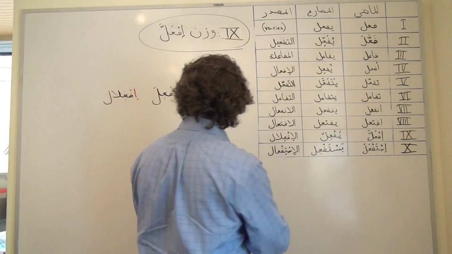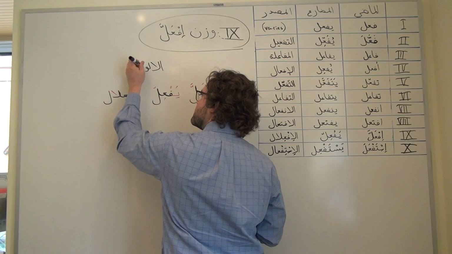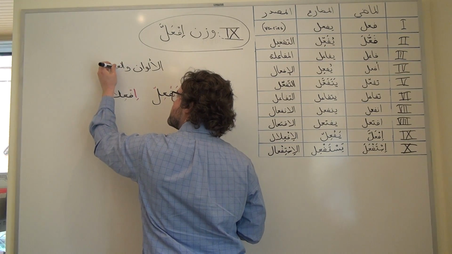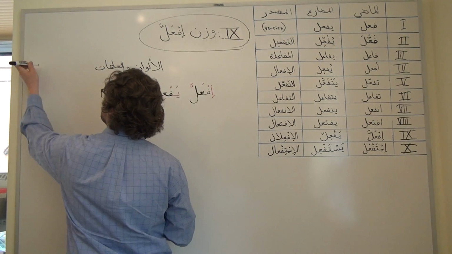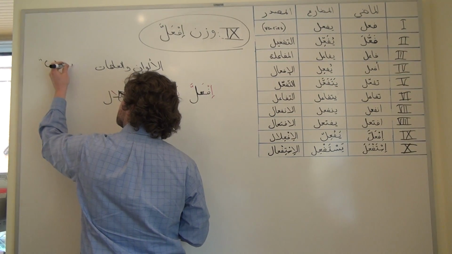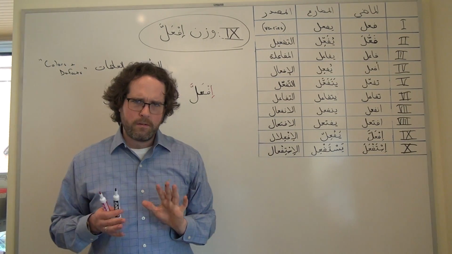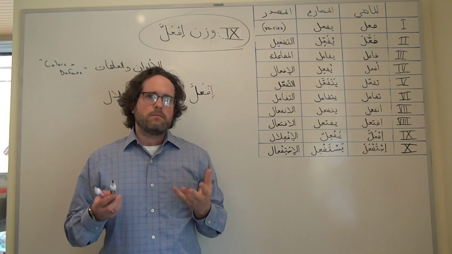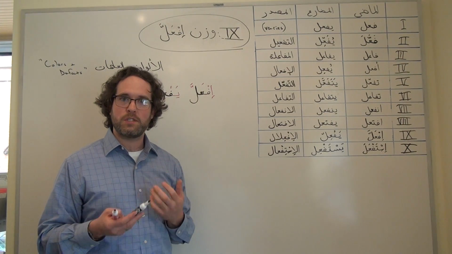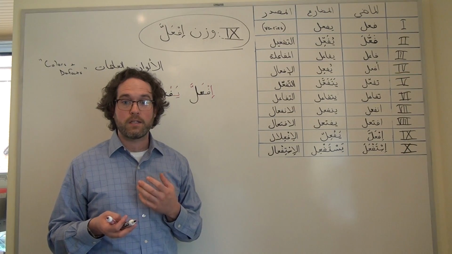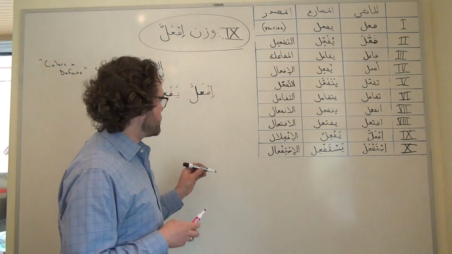Form 9 is unique in Arabic in that it's the wazn of what we call in Arabic al-alwan wal-ahat, which we might translate as colors and defects. So, verbs that have to do with colors, things being or becoming a certain color, or with adjectival characteristics, often ones having to do with the human body.